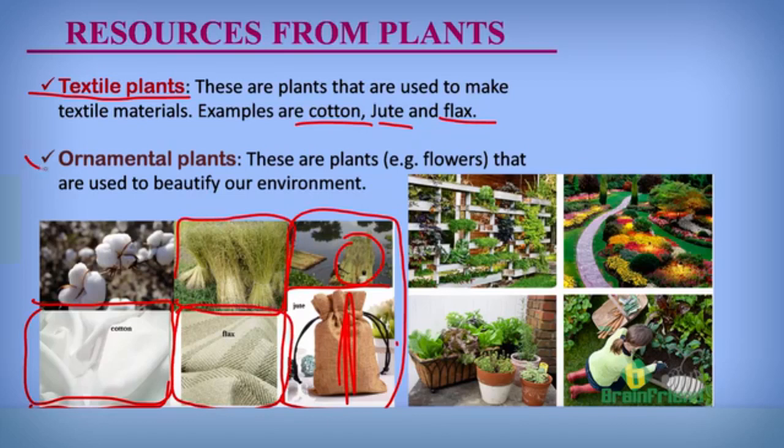The last group of resources are the ornamental plants. Ornamental plants are plants that are used to beautify our environment. We use them to decorate our environment and make our environment look beautiful. These include all the trees and flowers that we plant around our houses. We plant in leisure parks. We just plant to beautify our environment. These are ornamental plants. They beautify our environment, therefore they provide benefits to us, and we can call them resources.